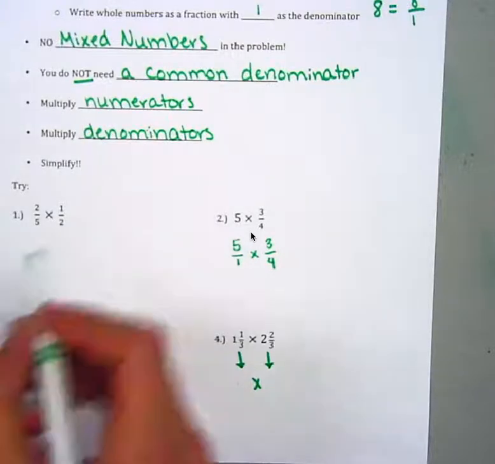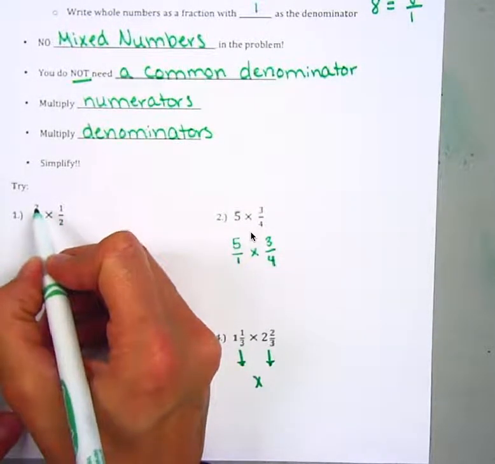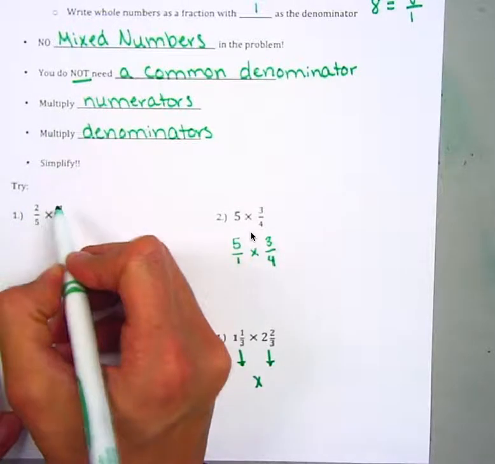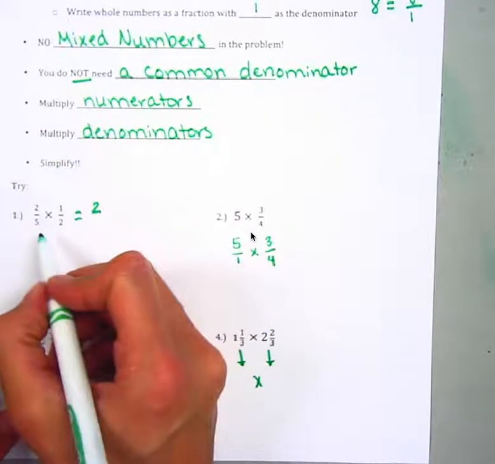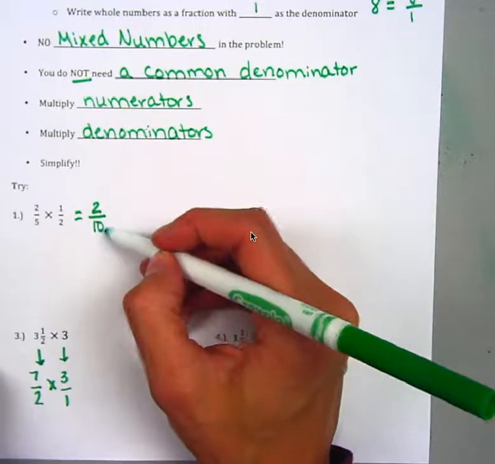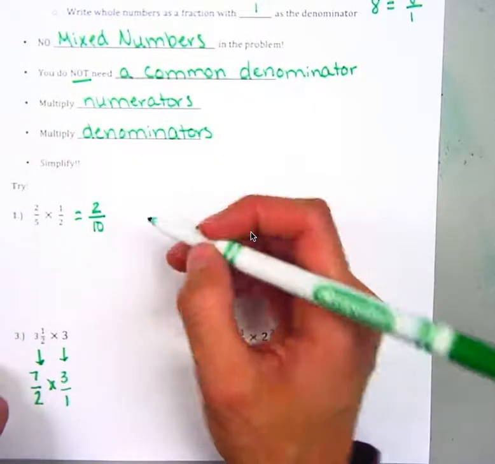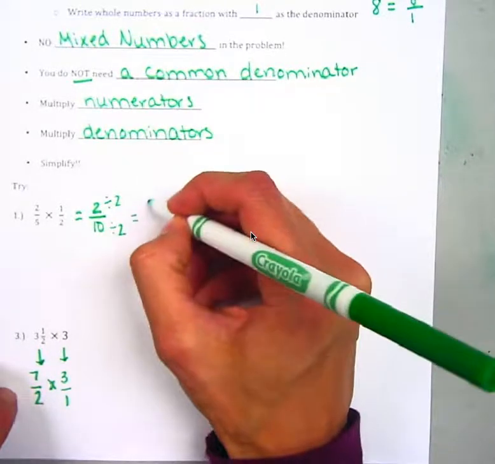Okay, let's go ahead and check our answers. So 2/5 times 1/2. All we're going to do is multiply our numerators. 2 times 1 equals 2. Then multiply our denominators. 5 times 2 is 10. I see that 2 and 10 share a common factor of 2, so I know that I can divide both by 2 and get an answer of 1/5.